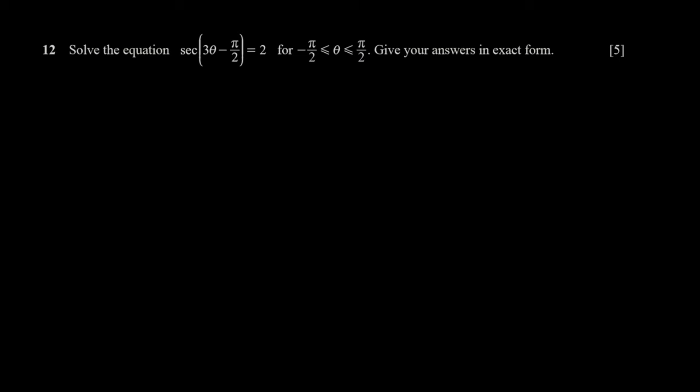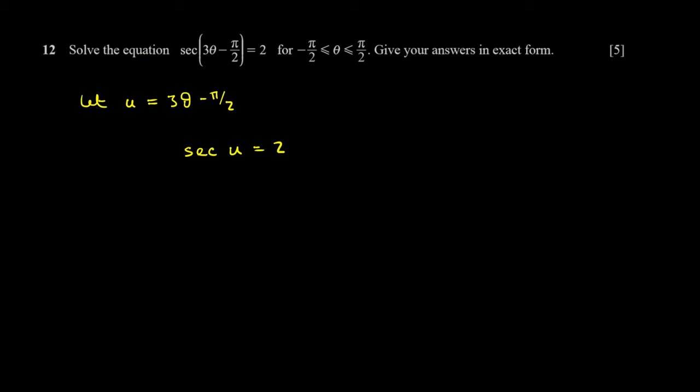Okay, and the method I'm going to do here should guarantee that you get it right. All right, so how am I going to do that? First job is I'm going to do a substitution. I'm going to say let u equal 3 theta minus pi by 2. Now, the reason I do that is because I convert the problem to be sec u is equal to 2.